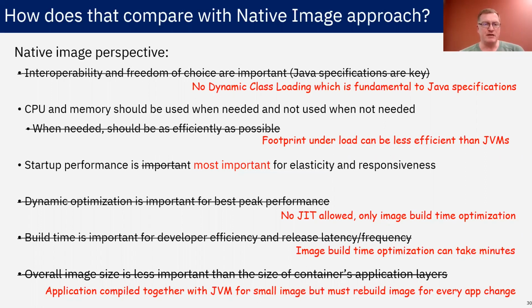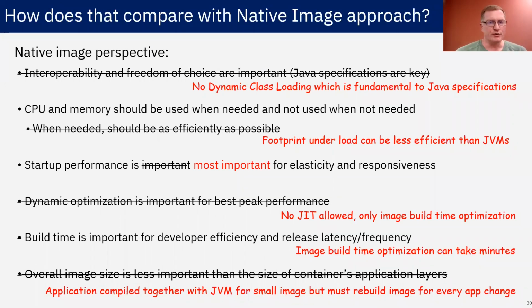A native image has no dynamic JIT allowed, so it's only image build time optimization. That image build optimization can take minutes to run, and it has to run inside your CI pipelines. On top of that, the basic approach is that your application gets compiled together with the JVM. That does provide a small image, but it means you have to rebuild it every time, and you have to provide that full thing every time you're downloading an image. So there are some very different approaches here between how we optimize Java using Semeru Runtimes and how native image approaches it. And what we're trying to do is basically not leave any Java applications behind.